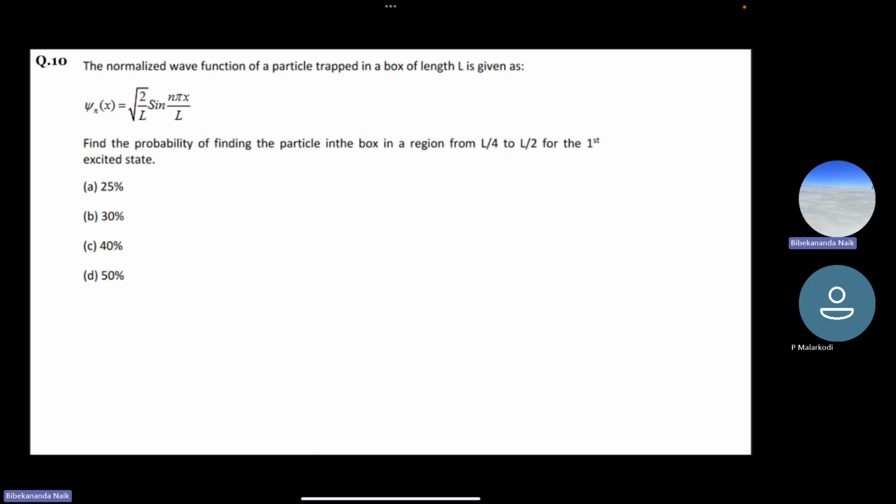The question says the normalized wave function of a particle trapped in a box of length L is given as psi n(x) equals the square root of 2 by L times sin n pi x by L. Find the probability of finding the particle in that box in a region from L by 4 to L by 2 for the first excited state. For the first excited state, n is 2, because for the ground state n equals 1.